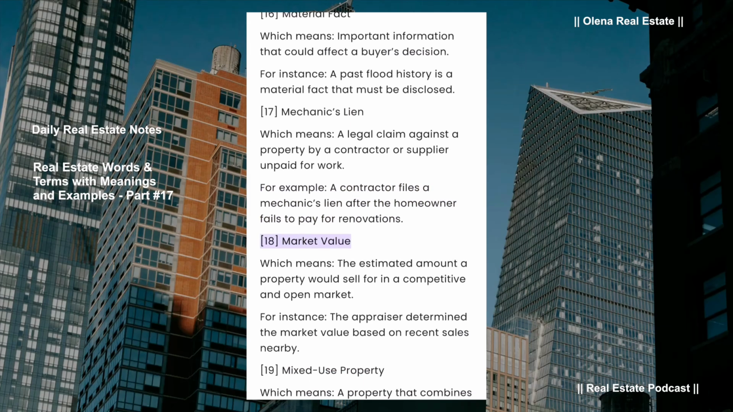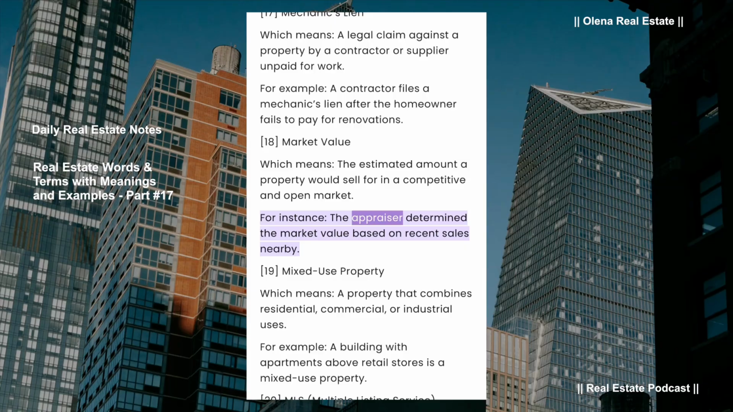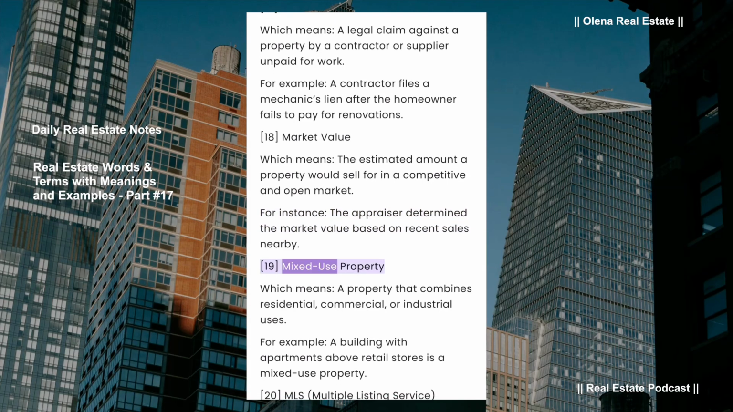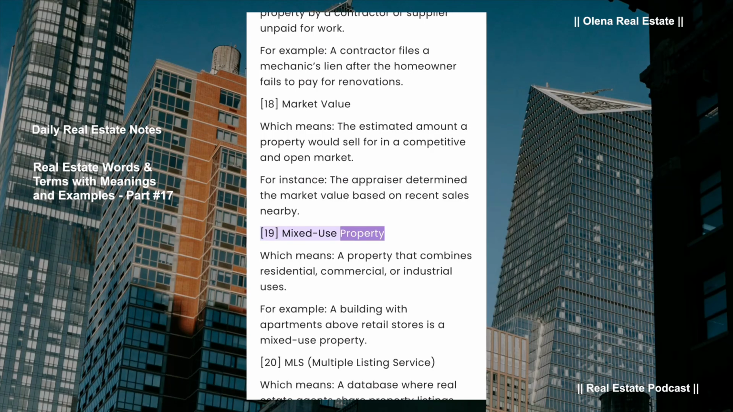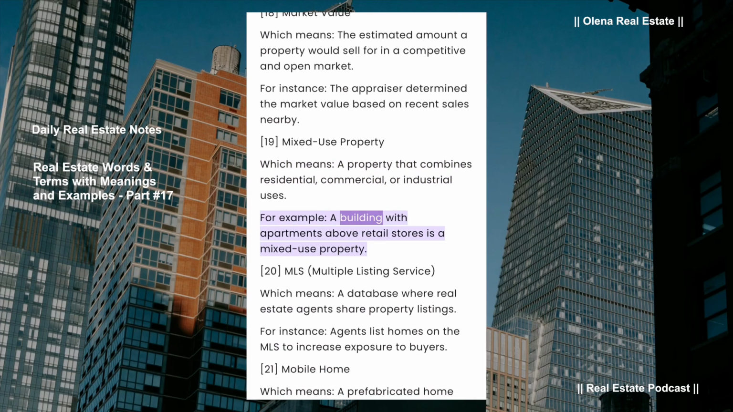Market value, which means the estimated amount a property would sell for in a competitive and open market. For instance, the appraiser determined the market value based on recent sales nearby. Mixed-use property, which means a property that combines residential, commercial, or industrial uses. For example, a building with apartments above retail stores is a mixed-use property.